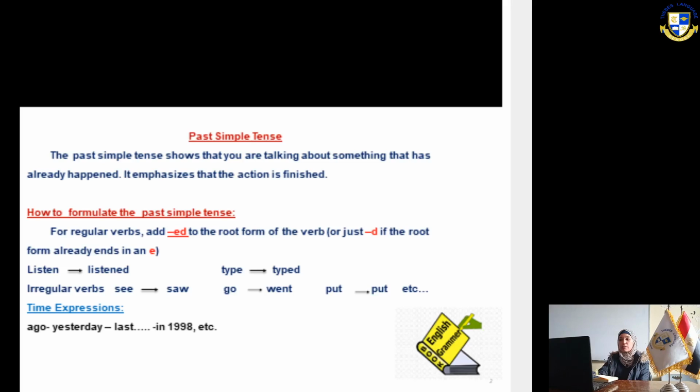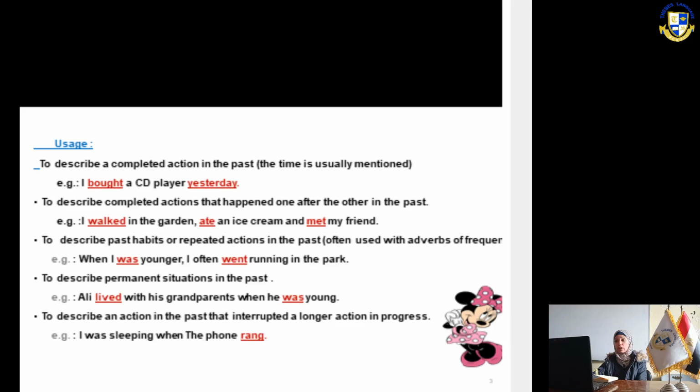Let's move on, guys, to the next slide, slide 3. Now, guys, we will talk about the usage of the past simple and how we can use it. For example, I can use it to describe completed actions in the past, and the time is usually mentioned. For example, I can say, I bought a CD player yesterday. And also, I can use it to describe completed actions that happened one after the other in the past. For example, I can say, I walked in the garden, ate an ice cream, and met my friend.